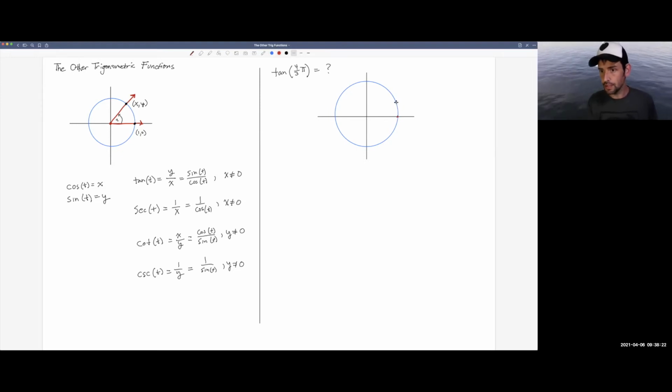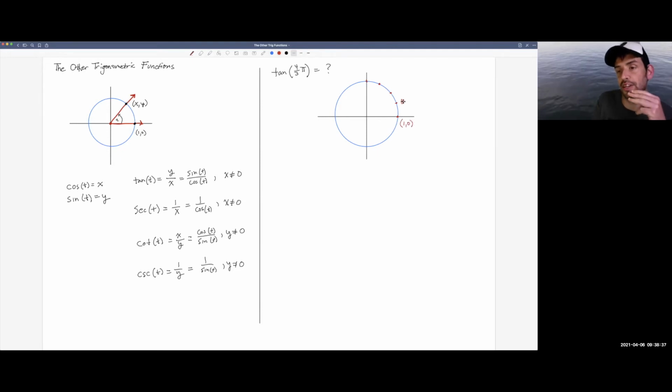So let's see, we'll have pi over 6, pi over 4, and pi over 3. Here's our 0. There's pi over 2. So this one's at (1, 0).